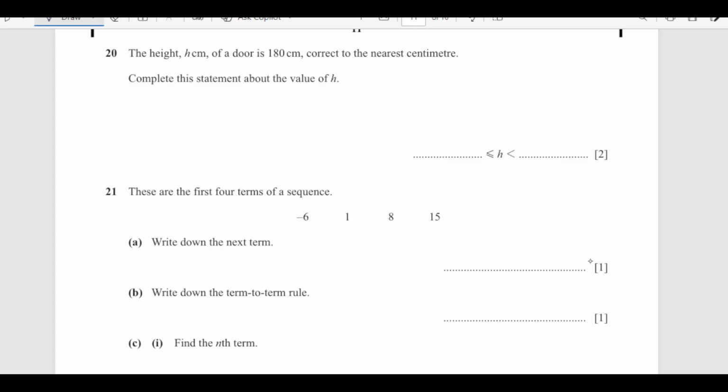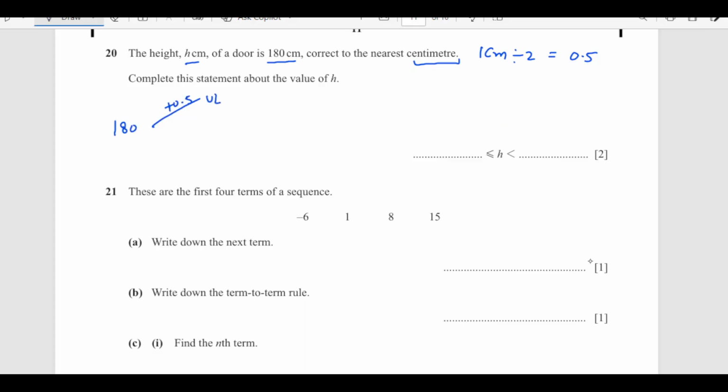So the height h of a door is 180 centimeter, correct to nearest centimeter. Complete the statement. So basically we are looking for the upper and lower bound. So 1 centimeter, when you divide it by 2, because we are taking it to the nearest centimeter, it will be 0.5. So we are going to add 0.5 for the upper limit.